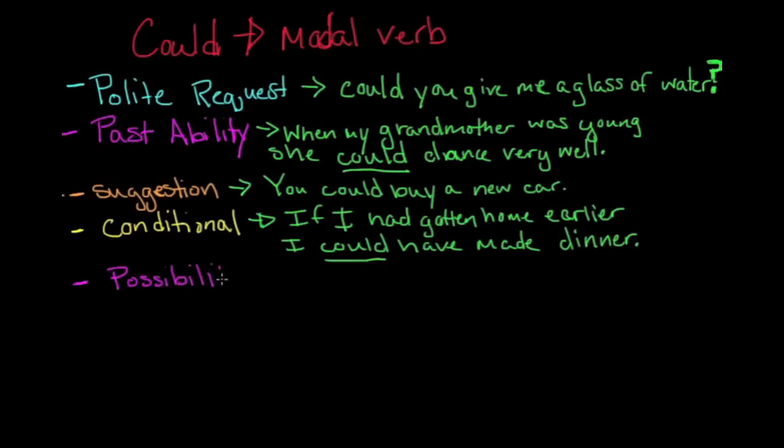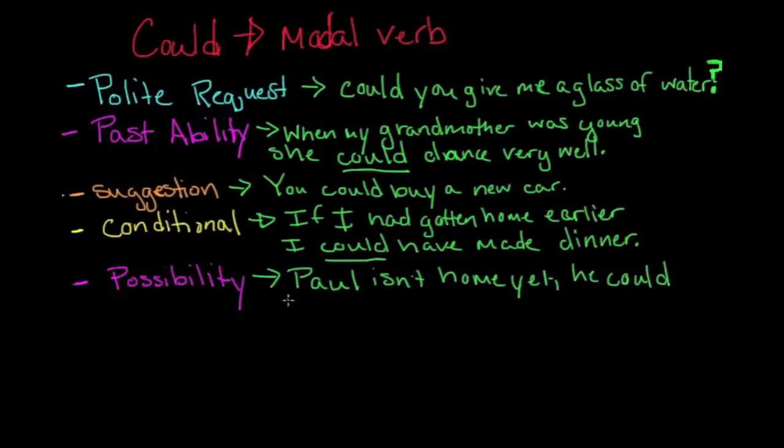Now we're looking at just the straight possibility for could. I could say, Paul isn't home yet. He could still be working. So this is a possibility. He could also be at the gym. He could also be at the grocery store, but he could still be working. So this is a possibility.